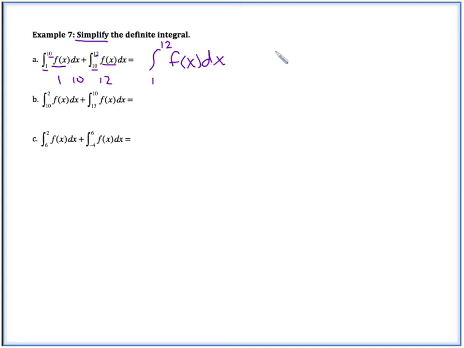Okay, now sometimes it's going to be helpful to just draw a picture. So here was 1, here was 10, and here's 12. And for f of x, you can just draw any function. It doesn't really matter.